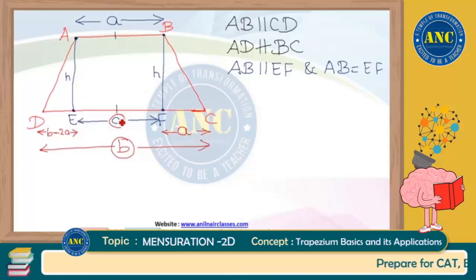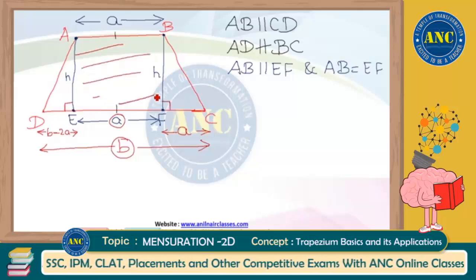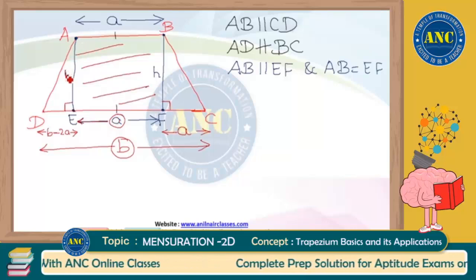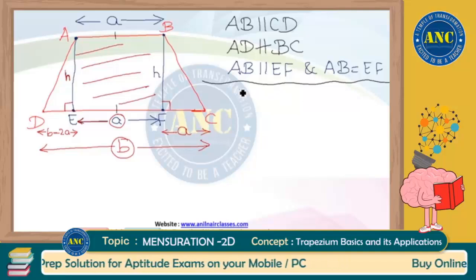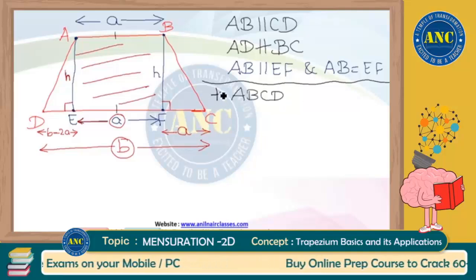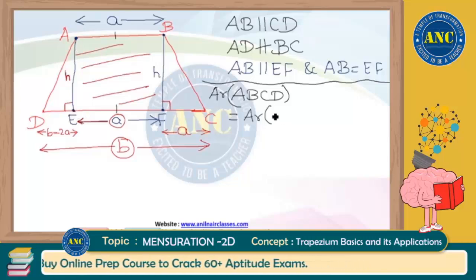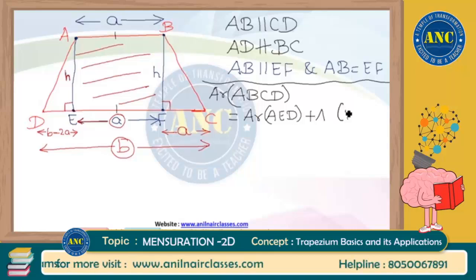Why are we discussing all these things? For the simple reason that this is perpendicular, 90 degrees, and this middle part is nothing but a rectangle, because the length of that rectangle is a and the breadth is the height H. Can I say that the area of the entire trapezium ABCD is equal to the area of triangle AED? There is a right angle triangle called AED, and another right angle triangle called BFC, and I will combine these two right angle triangles with this rectangle called ABFE.